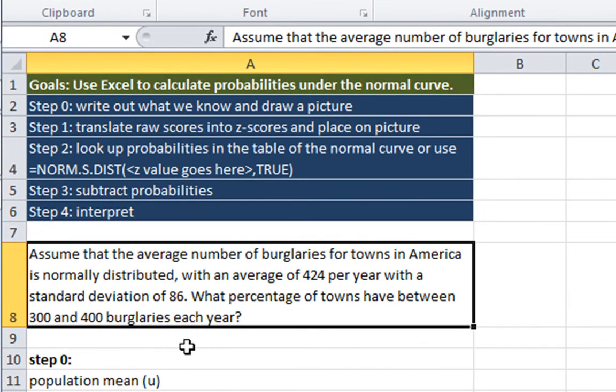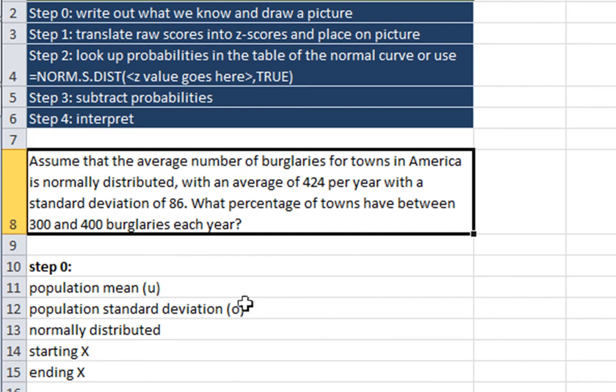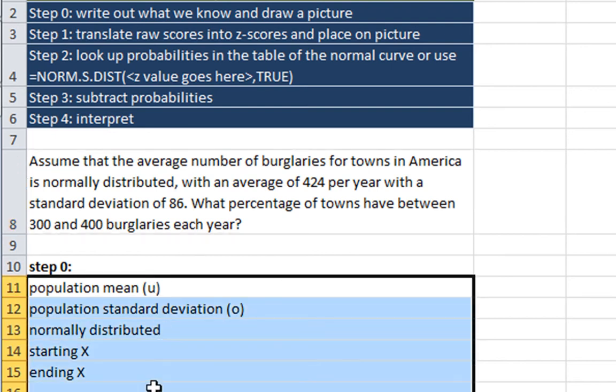So the question is saying, assume that the average number of burglaries for towns in America is normally distributed with an average of 424 per year with a standard deviation of 86. What percentage of towns have between 300 and 400 burglaries per each year? So this is a straightforward probability problem, and the first thing we want to do is write down what we know. So I've written out the things we could possibly know here.